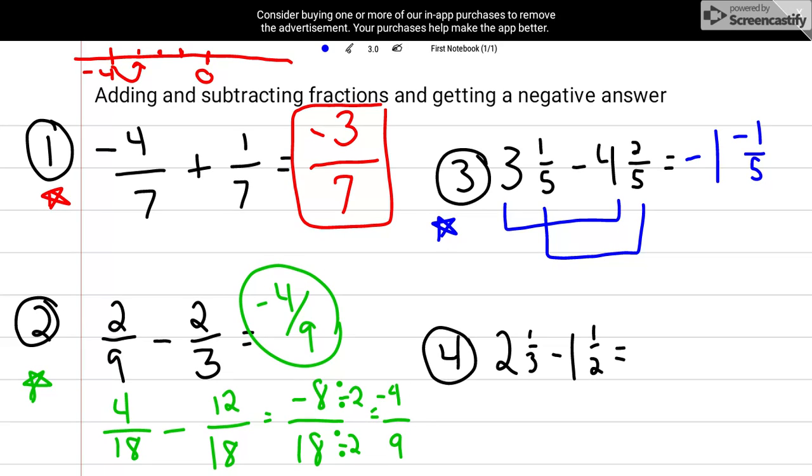That is not going to be my final answer. This is actually kind of like a new problem. I now need to take away 1/5 from that -1. So find an LCD for both of them. In this case, it's going to be 5.